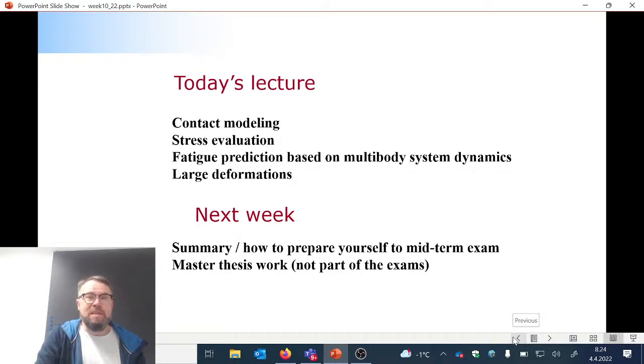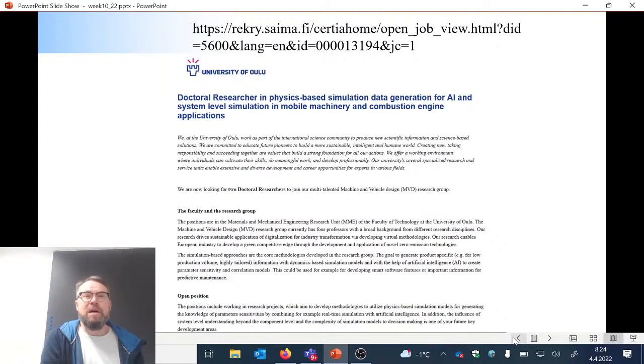Okay, so with this, a few practical matters. The first practical matter is that there is an open doctoral researcher position at the University of Oulu. This is a small font that you may have a hard time reading, but if you Google University of Oulu doctoral researcher position, and put in physics-based simulation, I think you're able to find it. This position is related to a project that we are cooperating on with the University of Oulu.